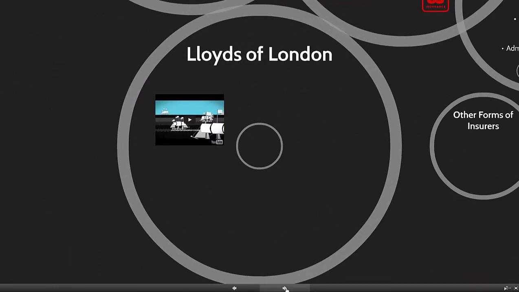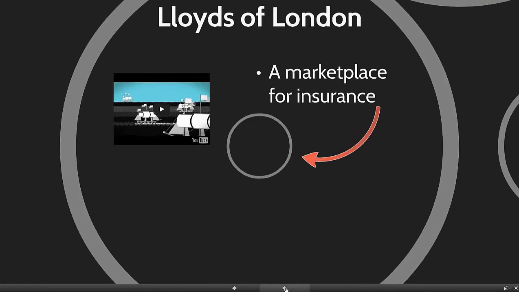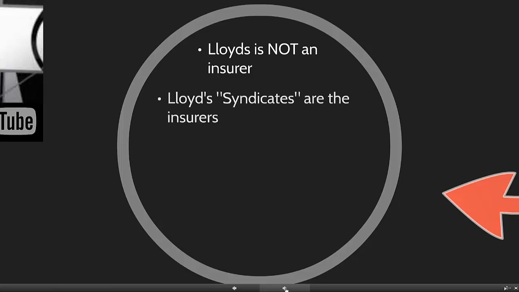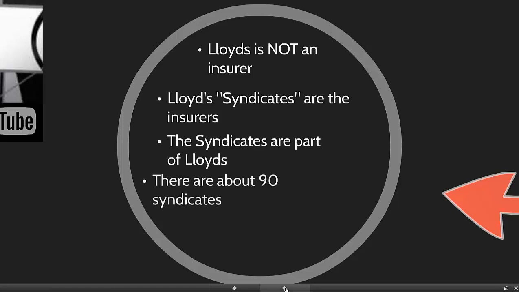Now let's talk about Lloyd's of London, a really interesting organization and one that has a huge impact on the insurance industry. But let's be clear. Lloyd's of London as an organization is not an insurance company. It's actually a marketplace for insurance exchanges. So it's in a way analogous to the New York Stock Exchange, which is a marketplace for trading stocks. Lloyd's syndicates, which are members of Lloyd's, are the insurers. The syndicates are all part of Lloyd's, and there are about 90 syndicates that are members of Lloyd's.